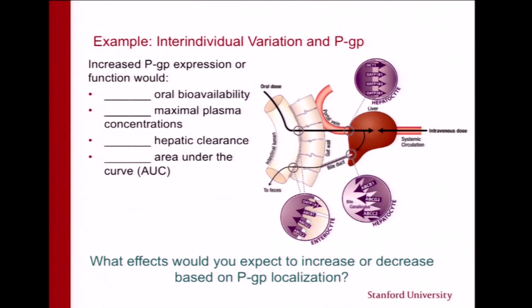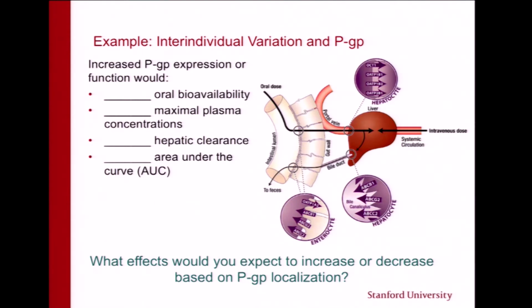So like we did with the OATP1B1, I want you to think a little bit about what increased PGP expression would do to these different PK parameters. So this picture on the right shows that the PGP is expressed in intestinal epithelial cells at the interface between the intestine and where it enters the body. And it's also present in the liver, moving things from inside hepatocytes into the bile for excretion.